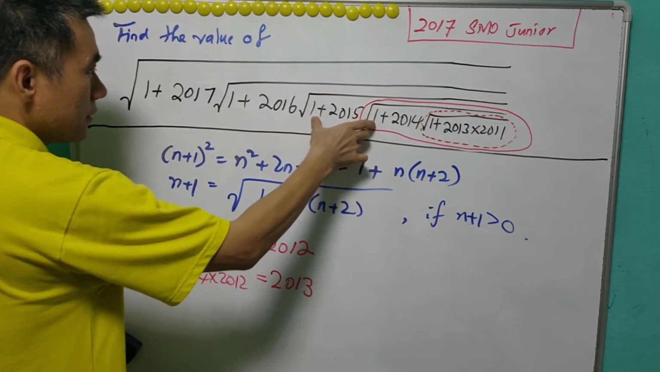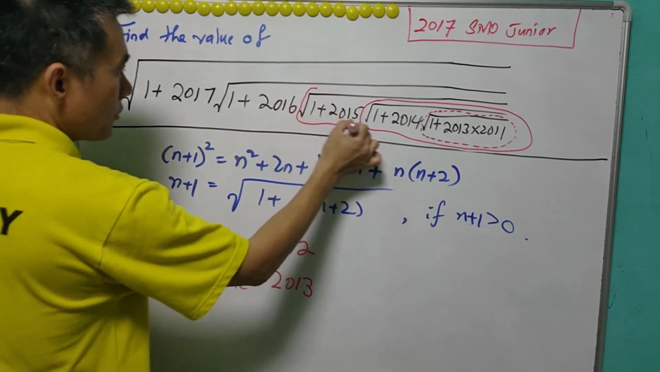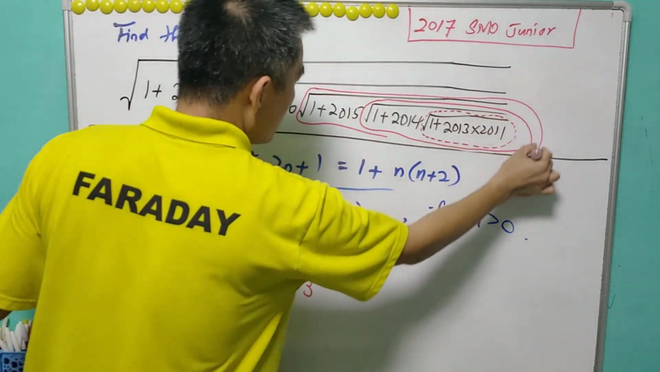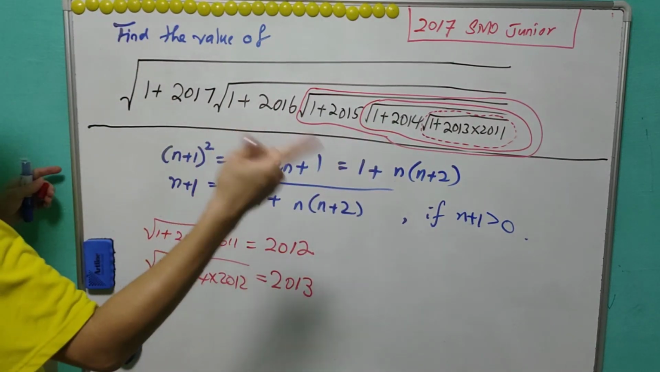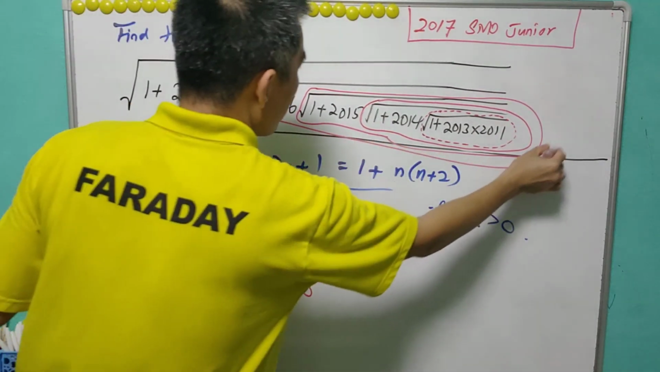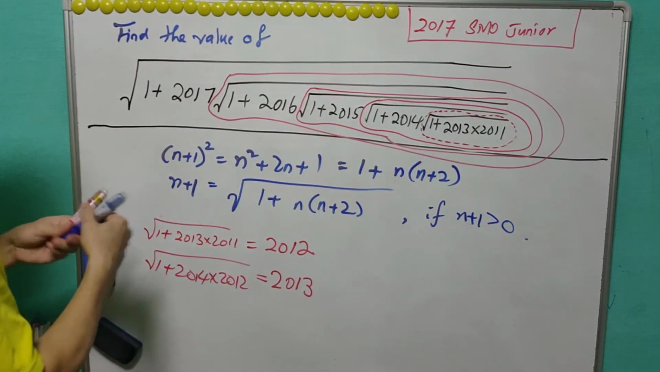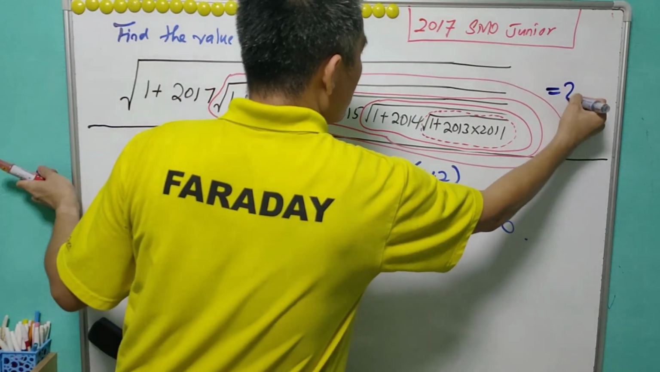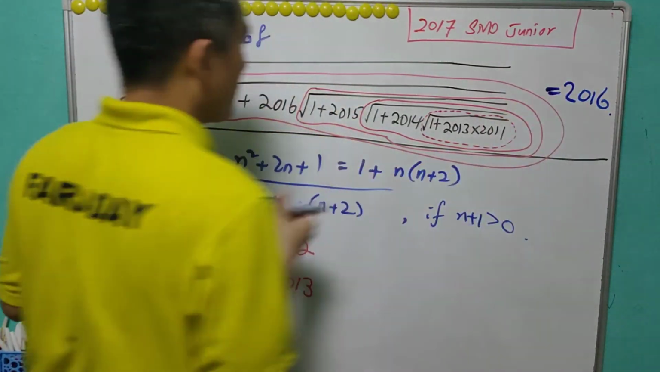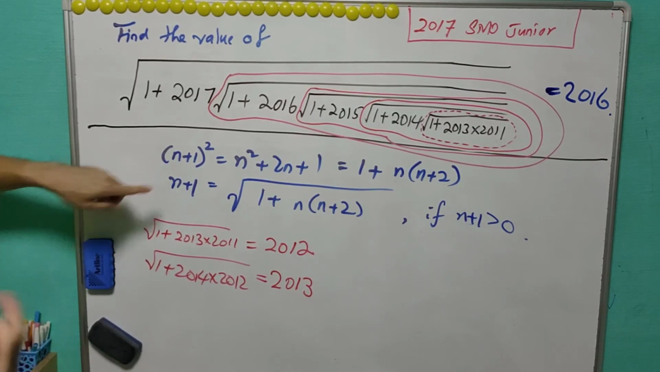And we do the same thing for the third square root inside, it will be equal to 2014. Then this will be 2015. And therefore the answer for this will be equal to 2016. We just need to use this formula again and again.